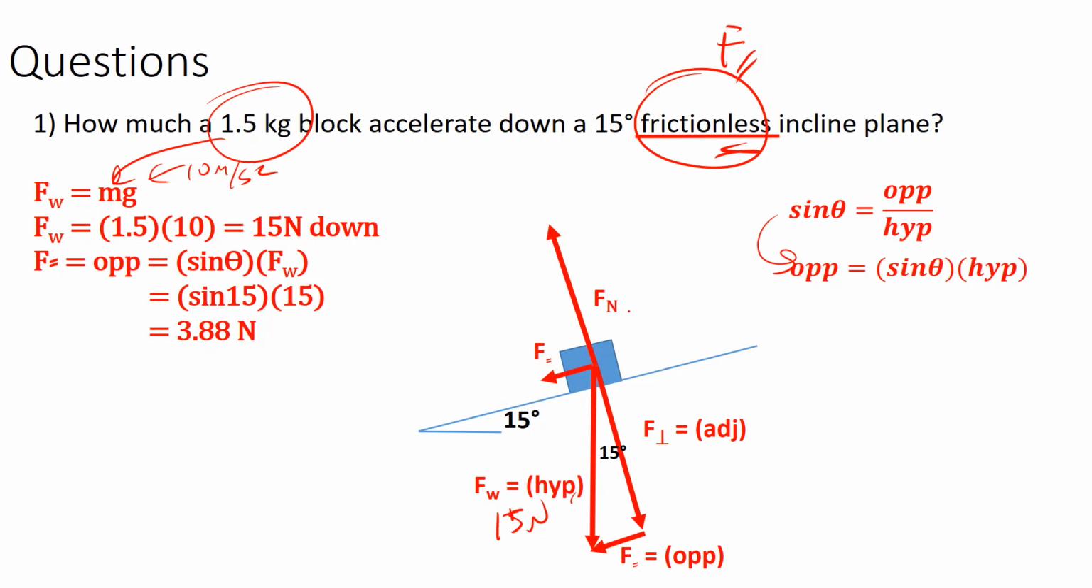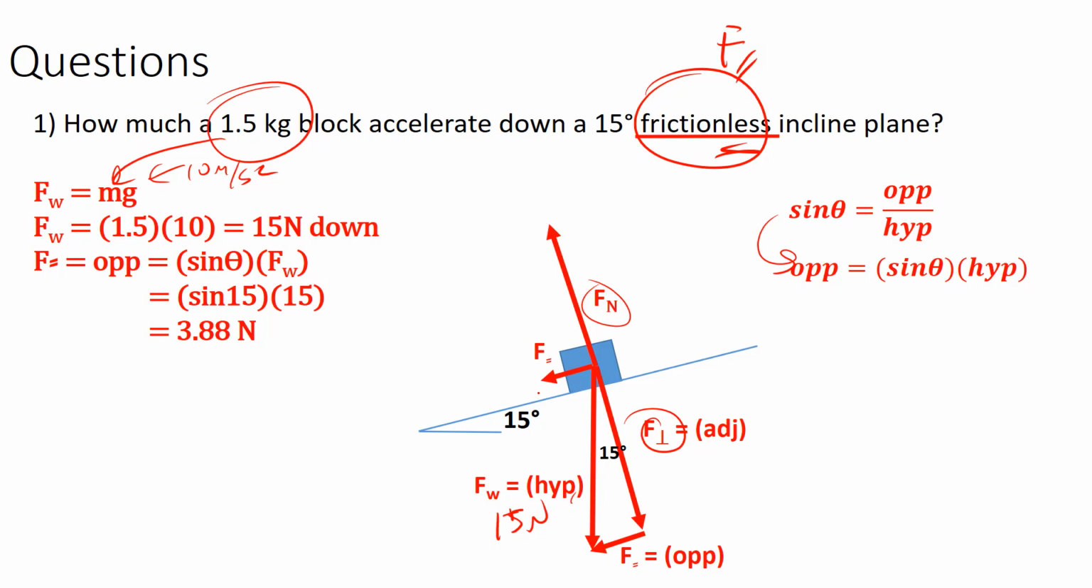So at this point, these are canceling off. This and this are going to cancel off. I don't have to consider weight anymore, because weight is what caused all these other vectors. Once I found these other forces, I was done with weight. I'm not going to use weight again. I'm going to use anything else that's going on.